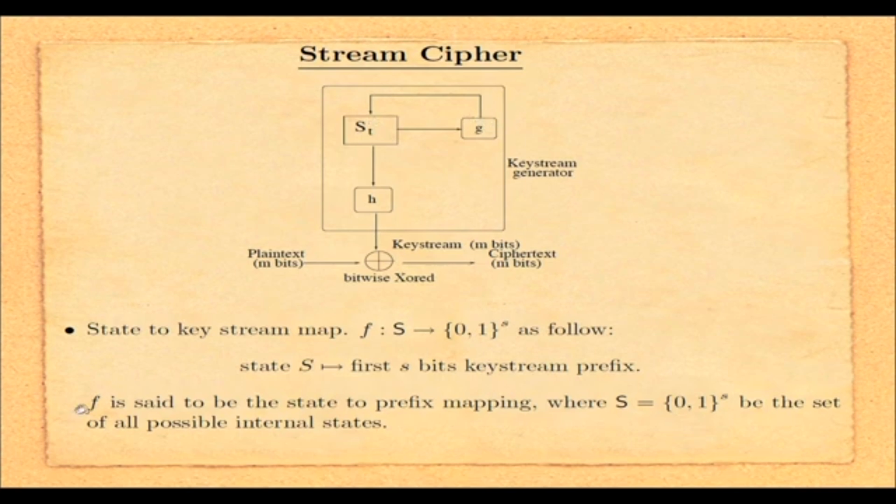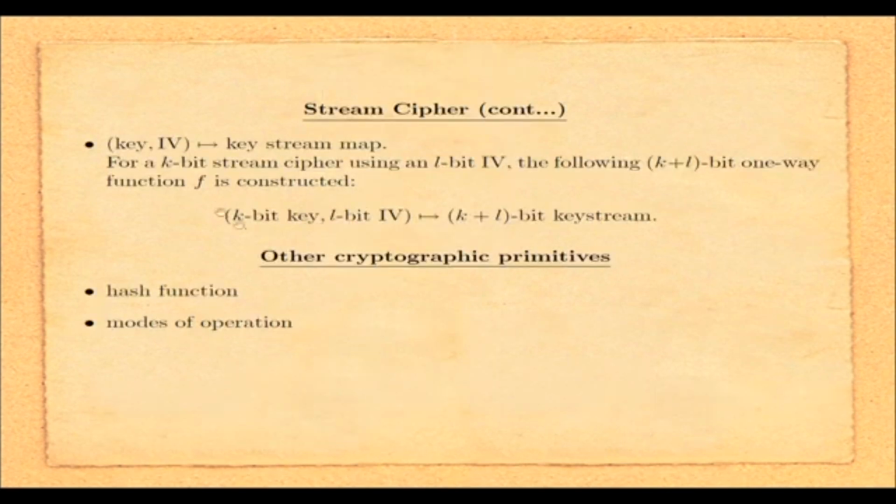Okay. Now, how can we have a one-way function out of this? We just define a function f from the state space, the set of all possible states, to this. Now, if the state is, say, an S-bit LFSR, for example, then we define this function as the first S bits of the key stream, from the key and IV.